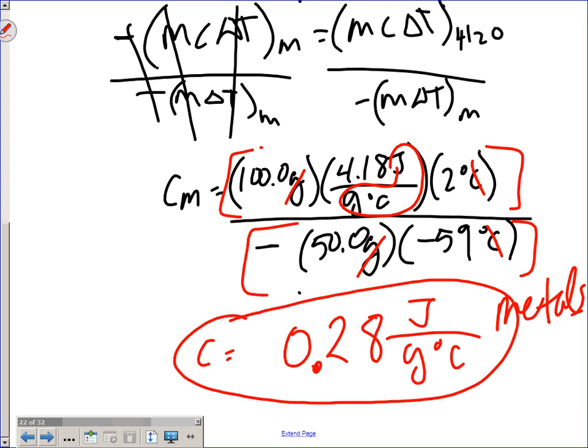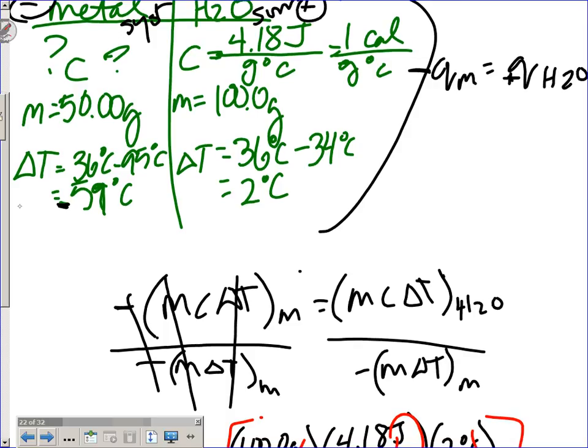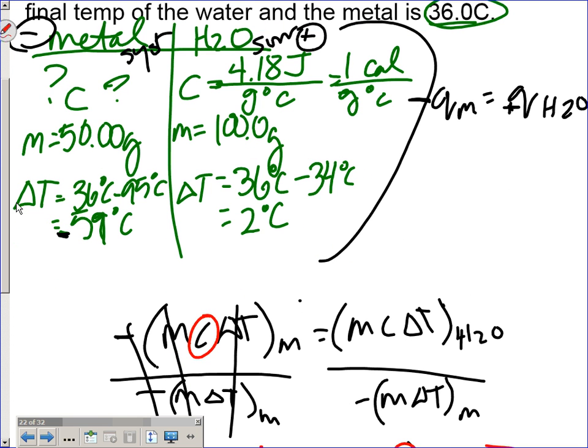Question? Could you just put the problem as mCΔT equals negative mCΔT and then solve? That is what I did, but I think you guys were over there talking. So I said mCΔT equals mCΔT, and then I divided by my m's and my ΔT and solved for the C.